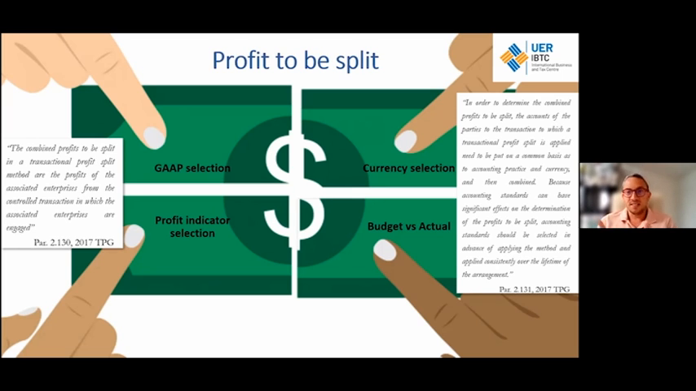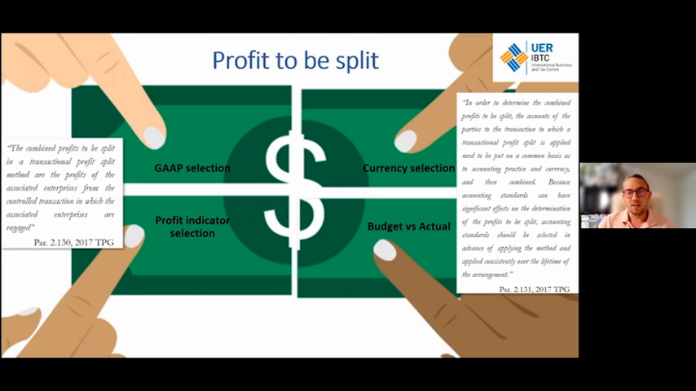The second exercise is to select another starting point, that is the currency. This exercise is also embedded in the TP guidelines of the OECD. So select the same GAAP, same currency. Another selection that we need to make before splitting is understanding at which level we need to split the profit.